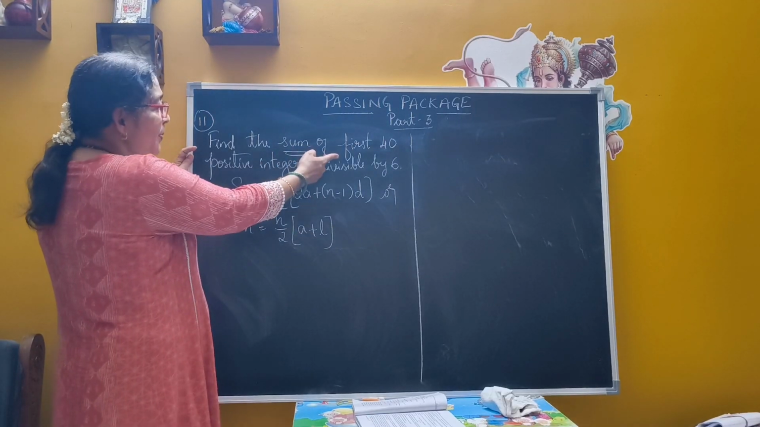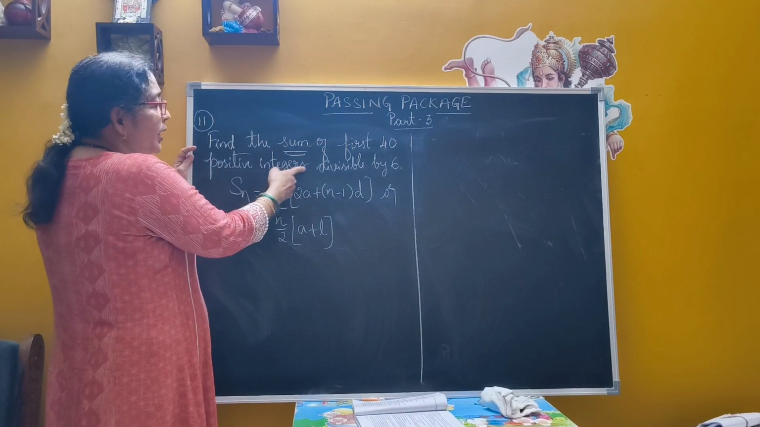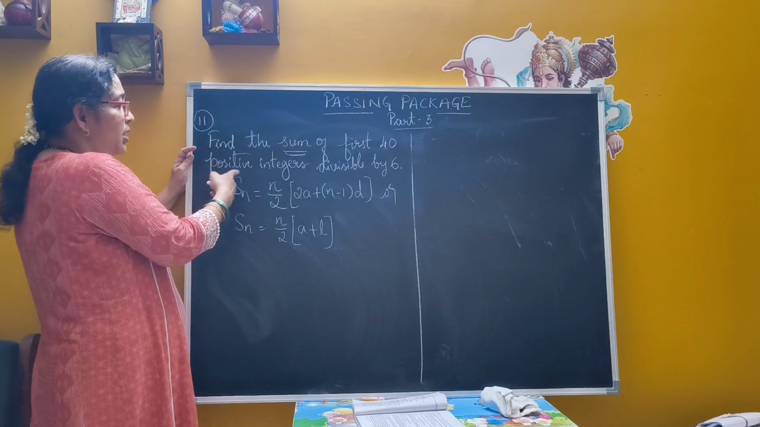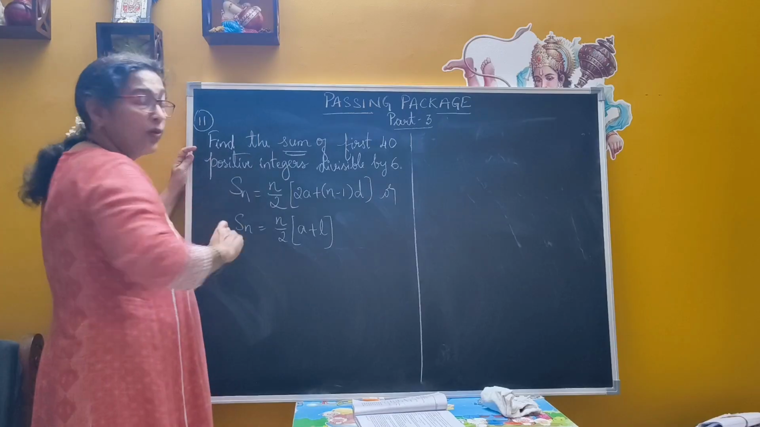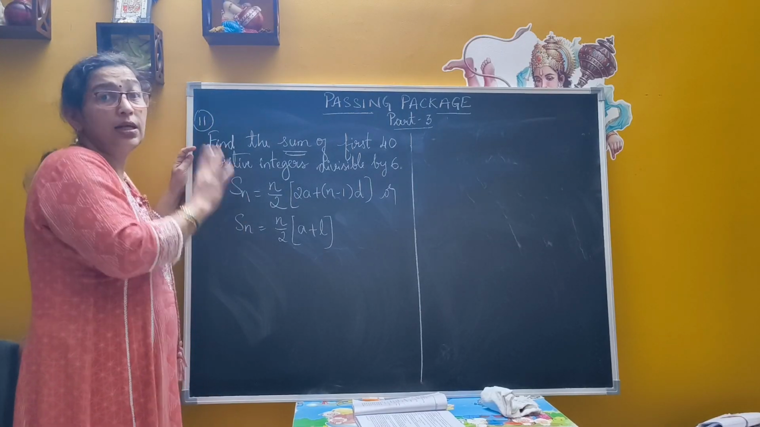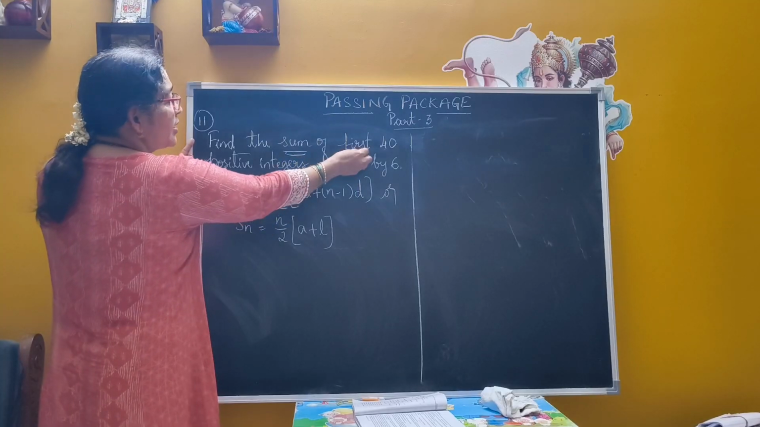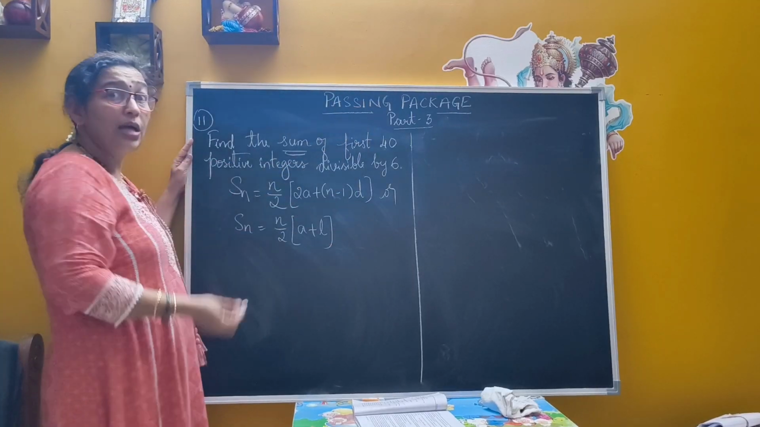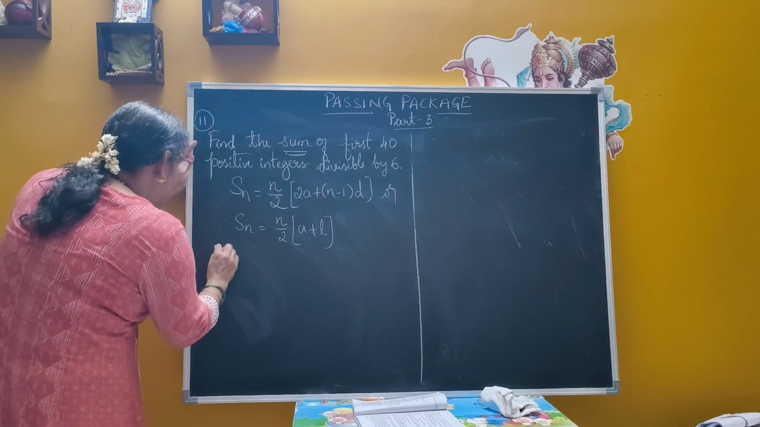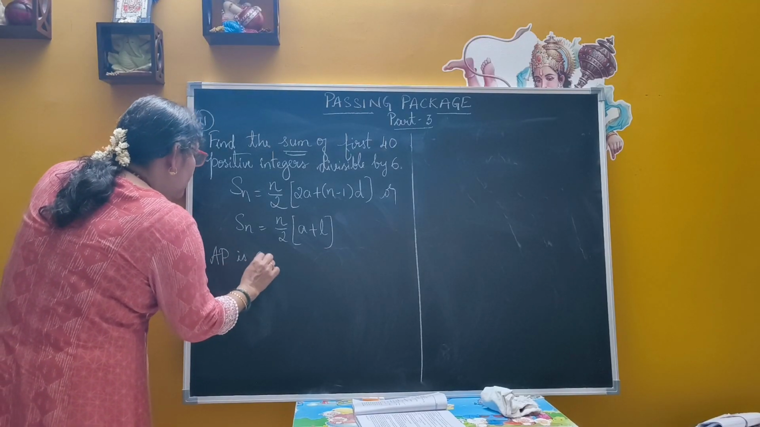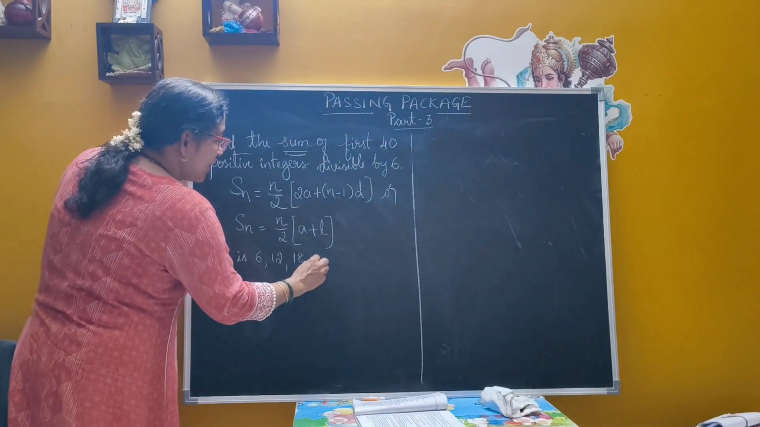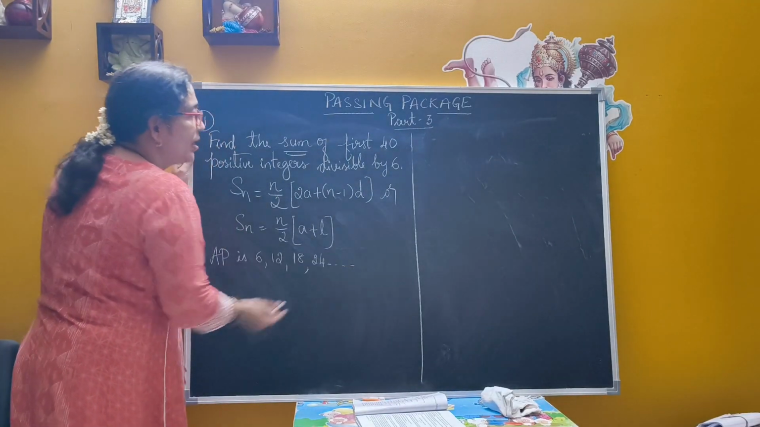So first we write the AP. Positive integers divisible by 6, first 40. The first 40 start from 6 ones are 6, and go till 6 40s are. So let us write the AP now. The AP is 6, 12, 18, 6 3s are 18, 6 4s are 24, and so on.